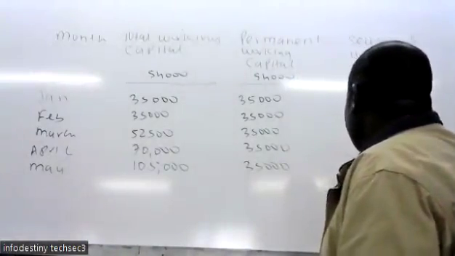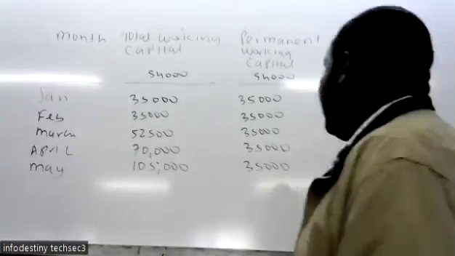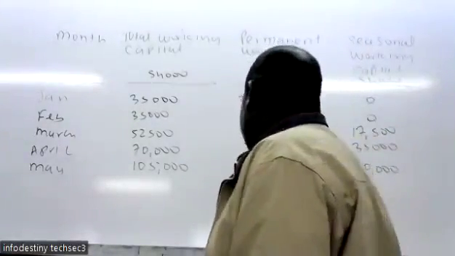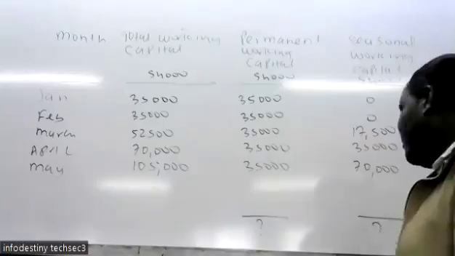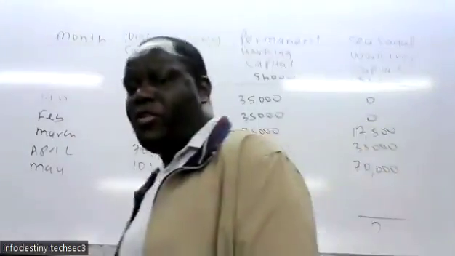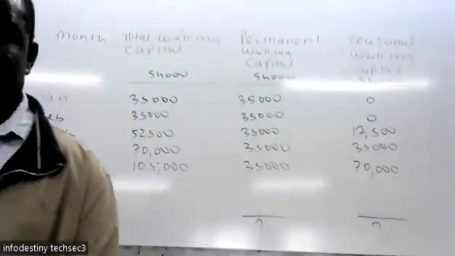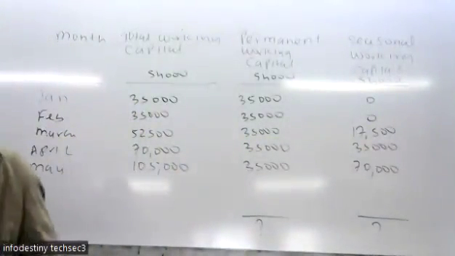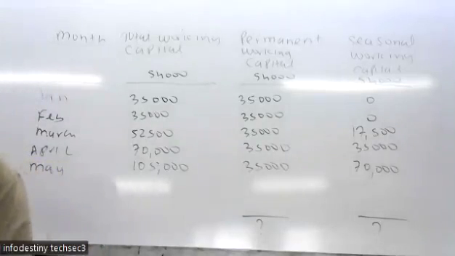I want you to proceed like that up to December. You proceed in that order up to December. Then once you have finished that, get the total for the permanent and also the total for the seasonal.